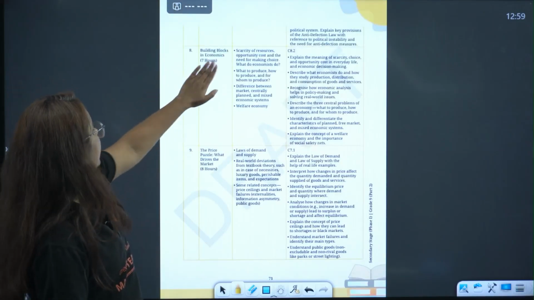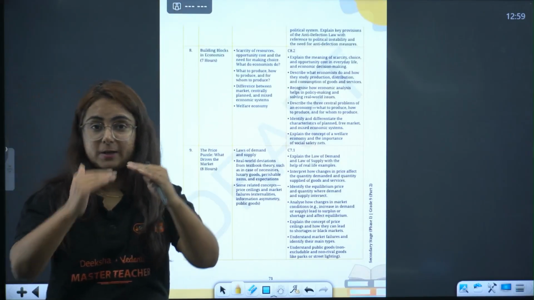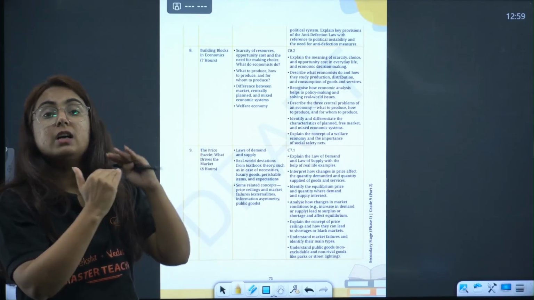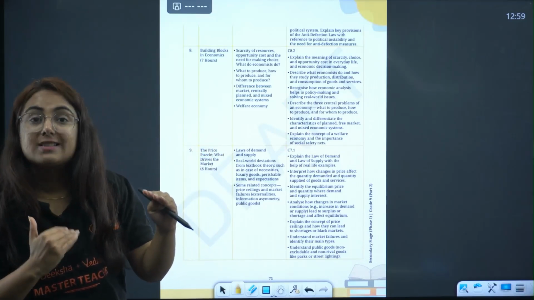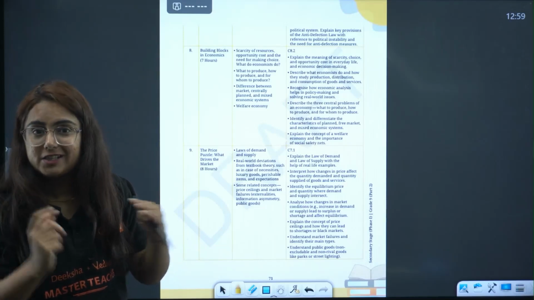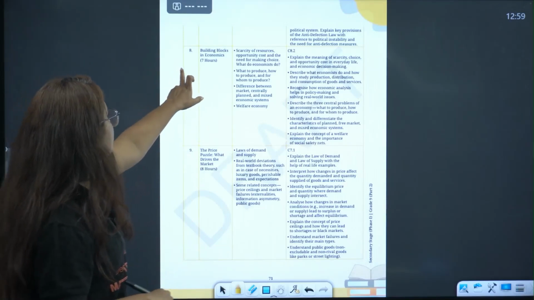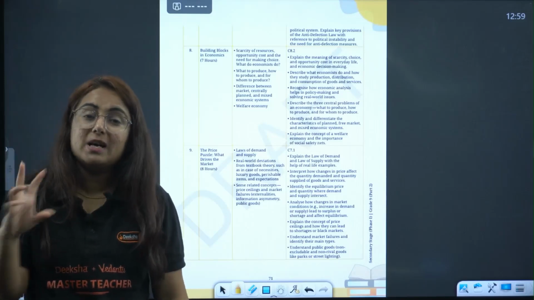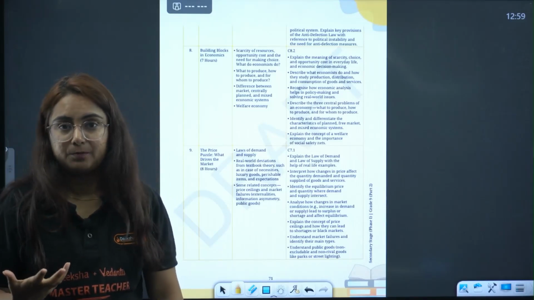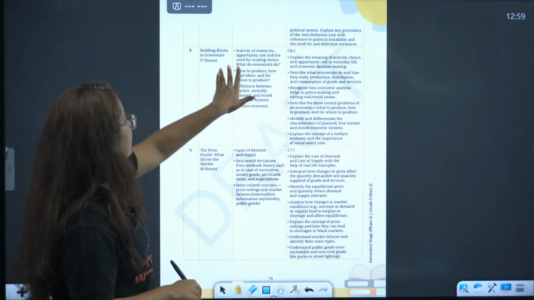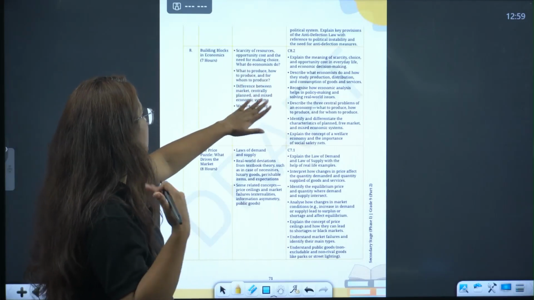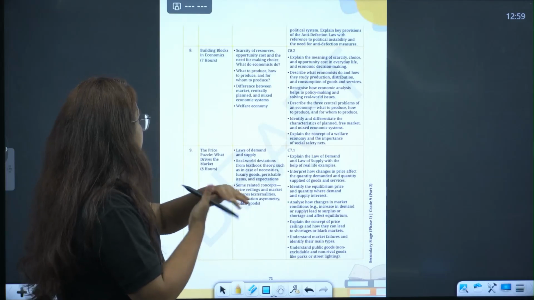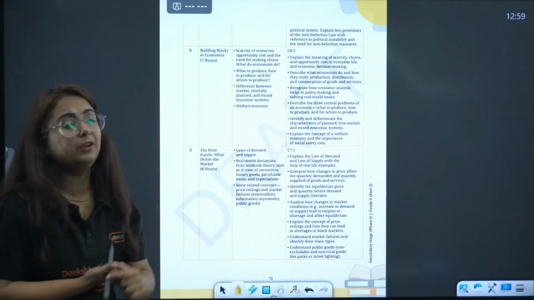Next is building blocks in economics. See the trend. We started with geography, then came to what? History. Then we came to civics, political order, democracy, elections. Now we are moving to economics, building blocks in economics. This is the first time you will be studying economics, so only the basics are there. Okay, so here it deals with scarcity of resources, what to produce, how to produce, for whom to produce, the difference between market, central planned and mixed economic systems, and welfare economy.